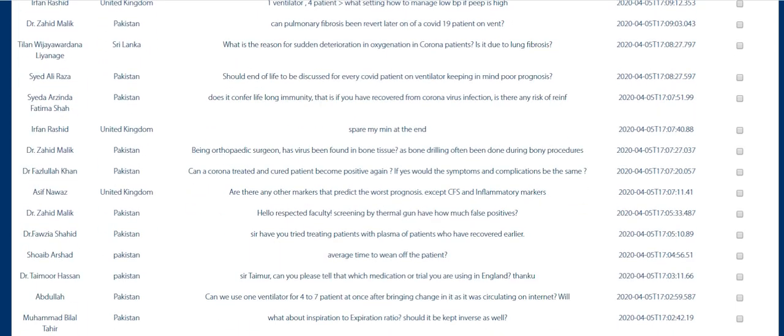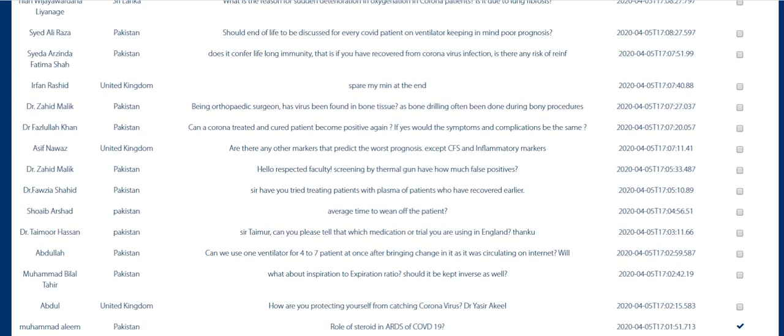And then I take up the question from Muhammad Bilal Tahir. What about the inspiration to expiration ratio? Should that be kept inverse as well?